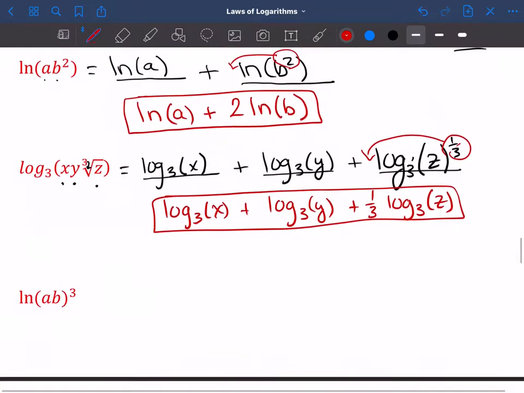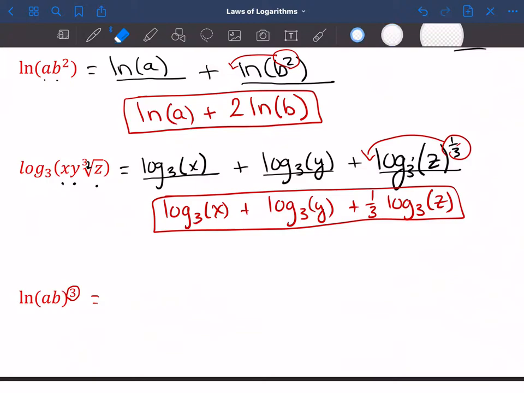All right, if you want, you can pause the video and try this one. For this one, there's actually a couple ways that you could do this. What I suggest is, since this 3 is on the outside, grouping both the a and the b together, you can implement the power rule first. So I'm going to write the 3 on the outside, and then I'm left with the natural log of AB.